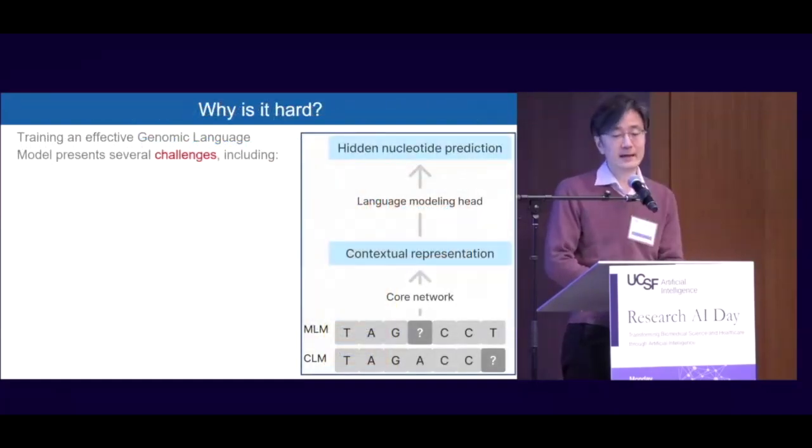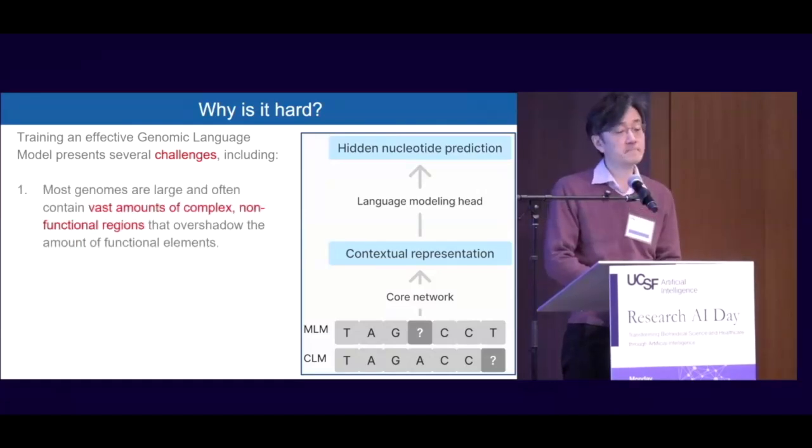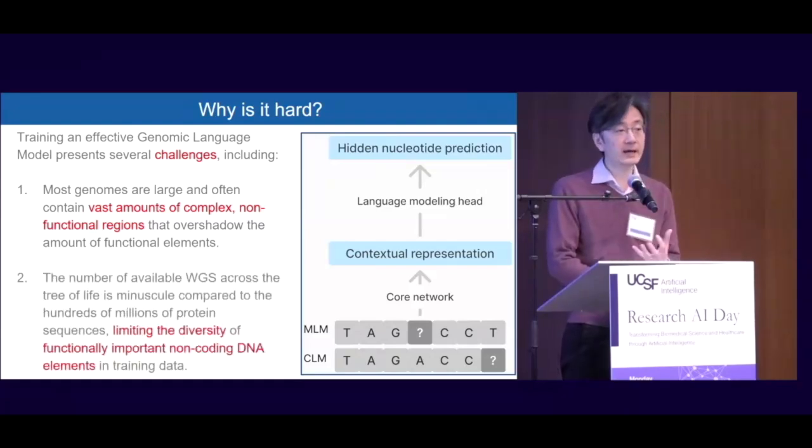The first thing is that unlike in protein, where you already have a functional unit that is the protein itself, when you have a genome, we don't really know where the functional elements are. Functional elements in the genome are completely overshadowed by amounts of non-functional elements. So it's really hard for the model to learn where the functional elements are in the genome. Secondly, unlike protein sequences where we have hundreds of millions, we don't have that many whole genome sequences. In order for the model to learn, for example, regulatory elements, we need whole genome sequences, but they are not really available. And we don't know how to find them, even if we have the genomes.